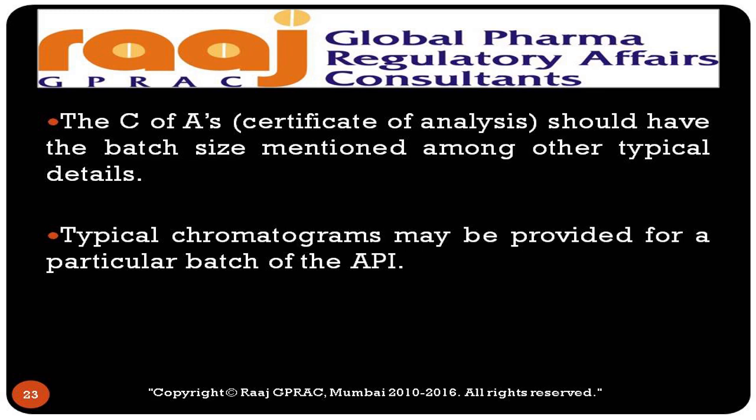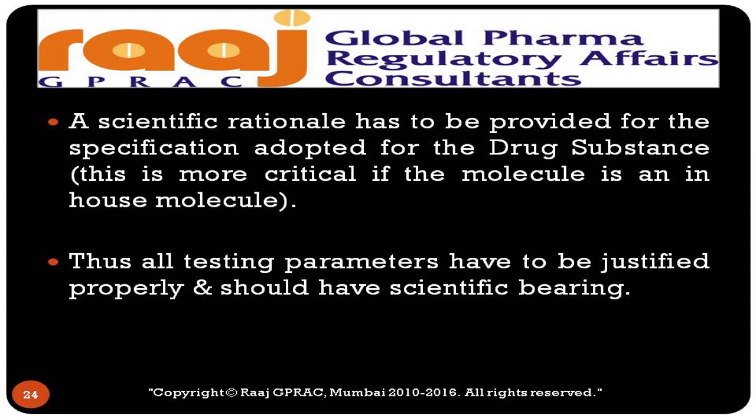The certificate of analysis should have the batch size mentioned among other typical details. Typical chromatograms may be provided for a particular batch of API. A scientific rationale has to be provided for the specification adopted for the drug substance. This is more critical if the molecule is an in-house molecule. Thus, all testing parameters have to be justified properly and should have scientific bearing.